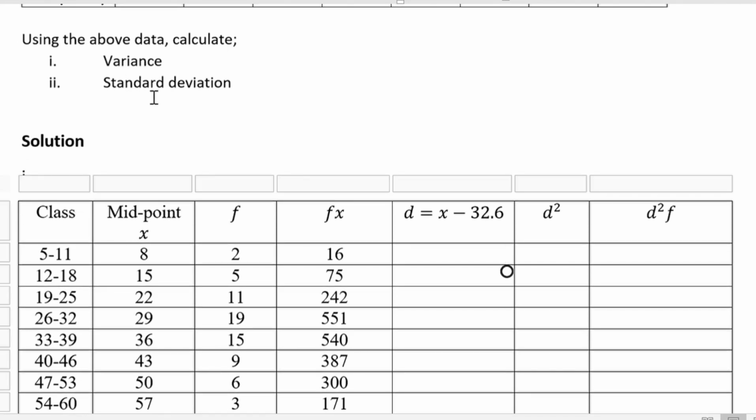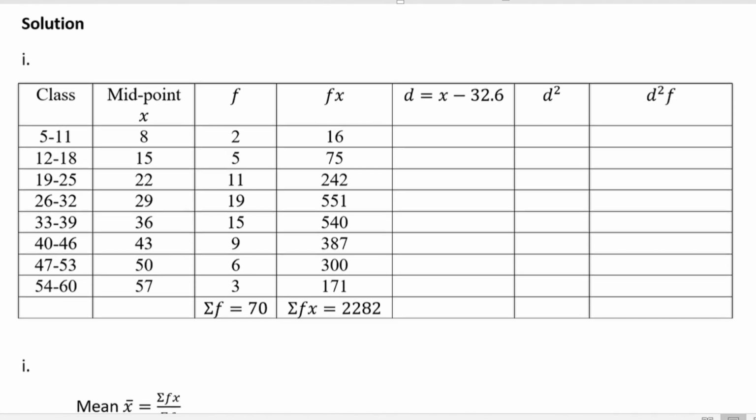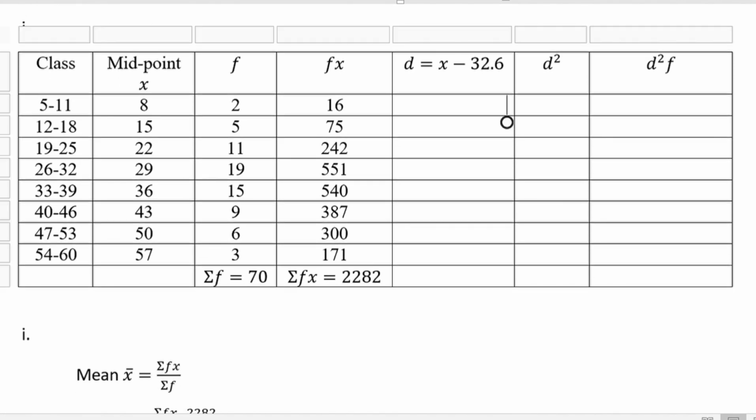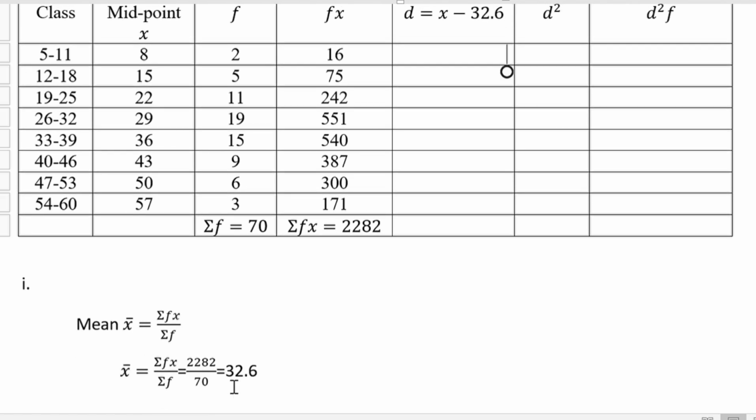With this mean that we have calculated, we can now calculate variance and standard deviation. And that can be achieved by having these 3 extra columns. The first column, D, stands for deviation, and that's got by taking all the values in the midpoint x and subtracting the mean we have calculated, which is 32.6, as indicated here.